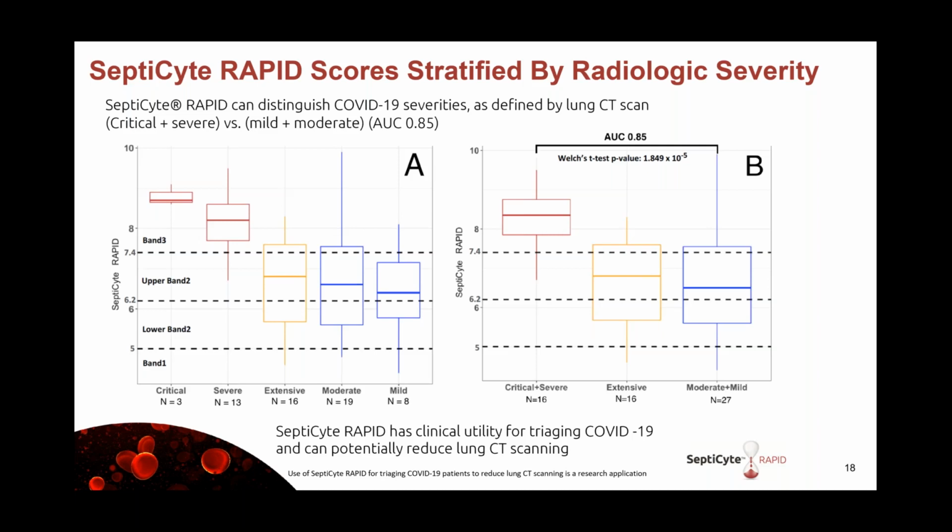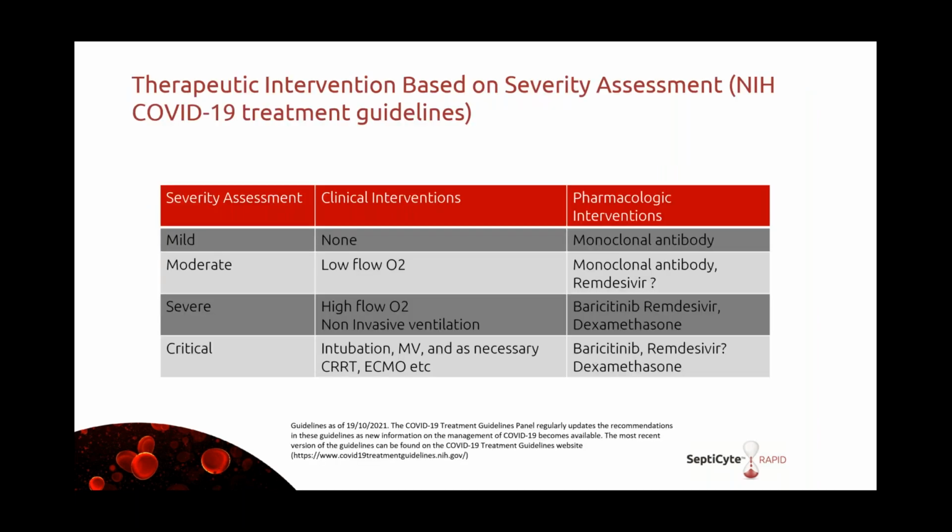Classifying those down into a smaller group where we put the critical and severe group together, the Ns obviously are not large, but again, SeptiCyte RAPID was able to demonstrate that those patients with critical or severe disease by CT scan classification of their lungs had high SeptiCyte RAPID scores, suggesting again that these patients had severe disease, possible viral and or bacterial sepsis. This has prognostic criteria implications with regards to the treatment of these patients.